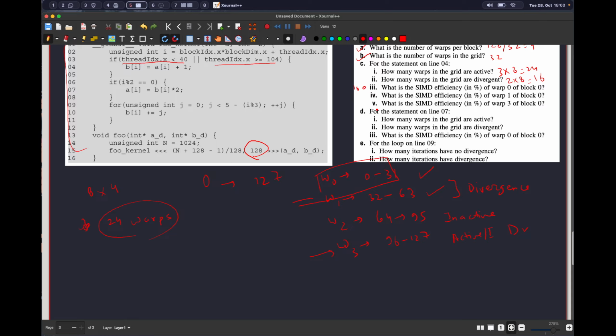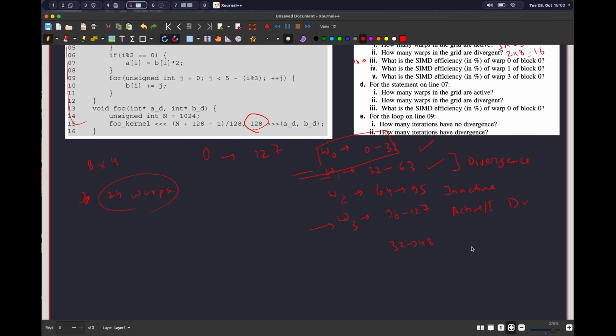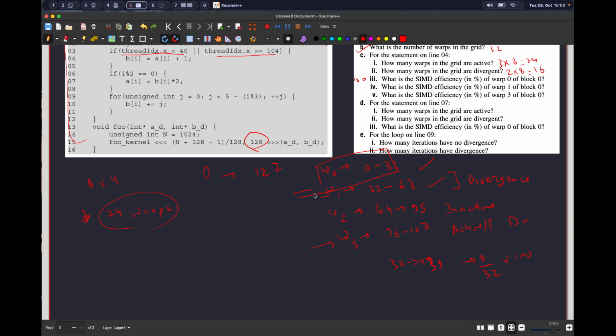What is the SIMD efficiency of warp 1 of block 0? Warp 1 is this. So only elements from 32 to 39 will be executed, and the rest of the threads will be inactive. So these are a total of 8. The total number of threads is 32. 8 divided by 32 times 100 is 25%. So 25% of the threads will be active.